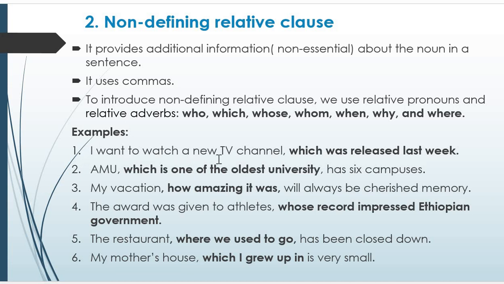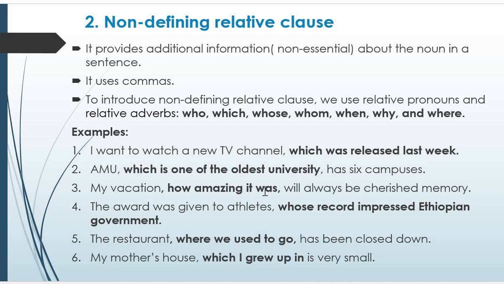I want to watch a new TV channel, which was released last week. As you have seen, it has a comma. If the clause comes at the end of the sentence, it uses only one comma. If the clause comes in between or in the middle of the sentence, it uses two commas. Okay? Which was released last week gives additional information about the TV channel, so it modifies the noun. Okay? The same is true for the other examples as you have seen here.